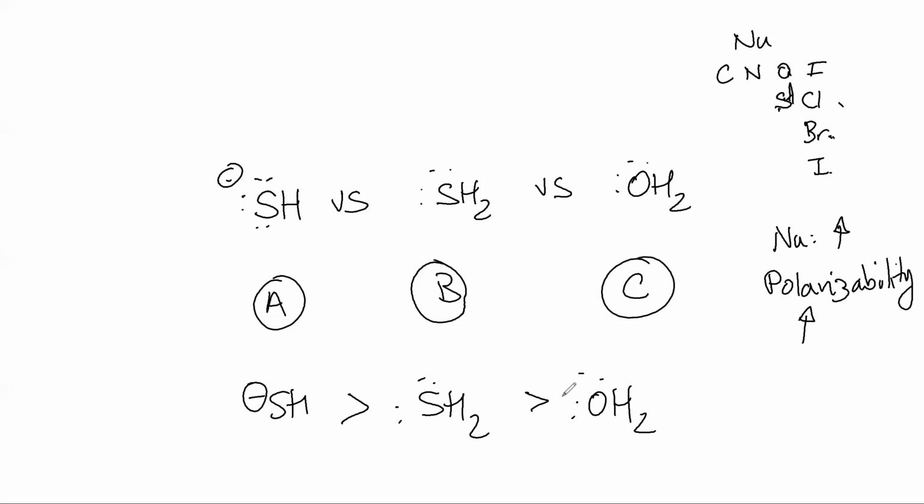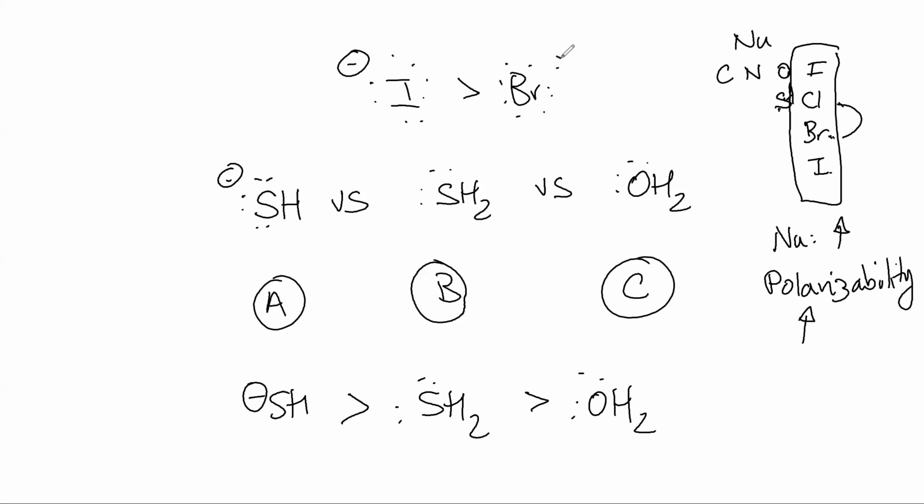And if we did the halogens, iodide would be a better nucleophile than bromide versus chloride versus fluoride. Now there is some reversal of this depending upon certain conditions with regard to the solvent, but for what we're dealing with, it's really iodide is better than bromide, which is better than chloride.